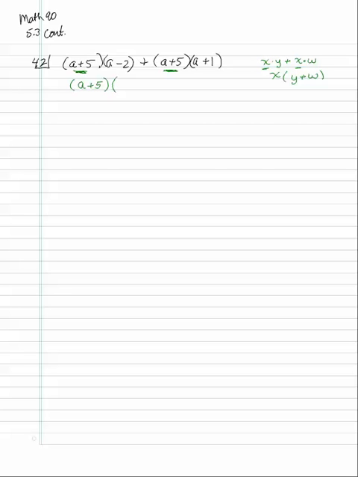And remember, there's just two terms here, so I'm dividing the a plus 5 out of each term, and I'm left with the a minus 2 plus the a plus 1. Okay? Now, since inside this second big parenthesis it's just adding, I can drop the parentheses and combine like terms. I end up with 2a minus 1 just by combining like terms. And that would be my final answer there. Okay, so that's the key step for what we call factor by grouping.